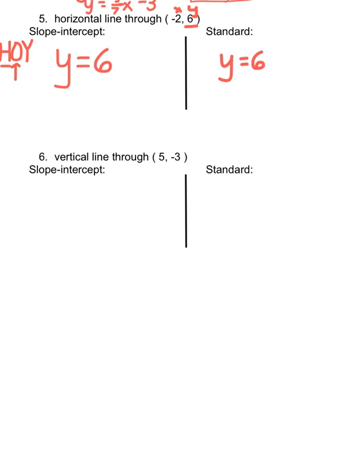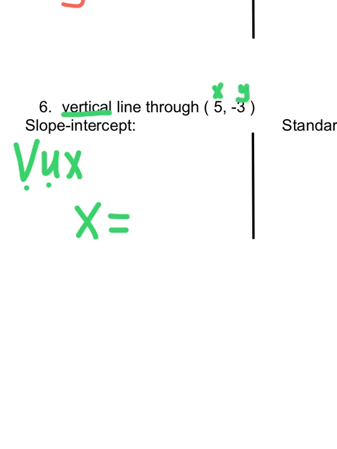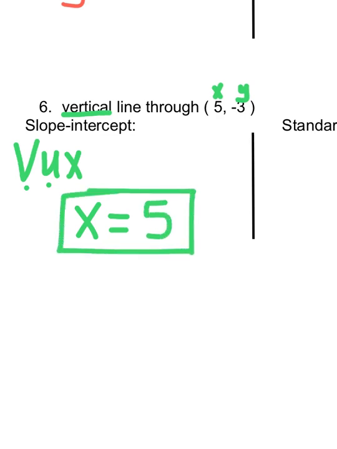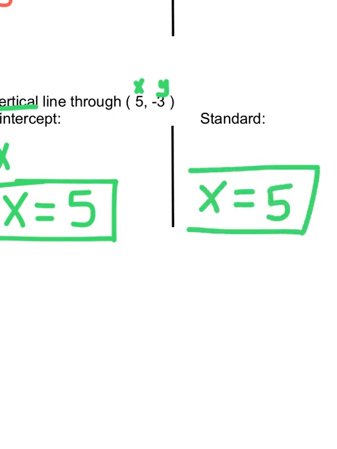On number 6, we have another special case. It's a vertical line. So vertical line, think Vux. It's a vertical line with undefined slope, and it will be an x equals equation. So what does x equal? Well, x equals 5. That's the equation. What is that going to be like in standard form? We're just going to do the same thing. X equals 5.